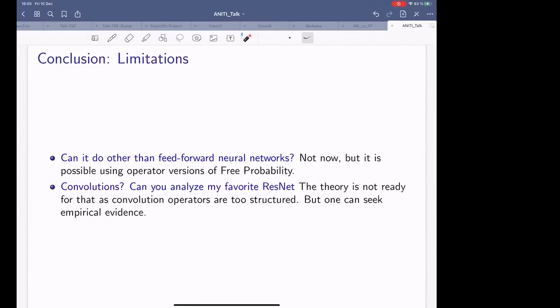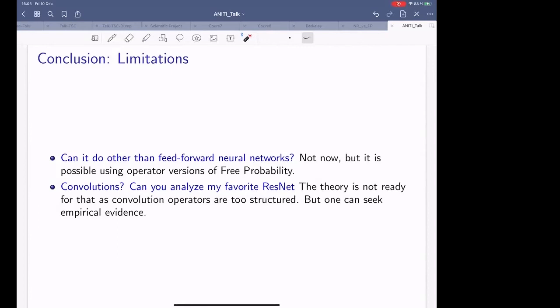Convolutions. Then, because I know that in imaging, people ask me, so can you analyze my favorite ResNet, my favorite ImageNet? So can you analyze this? So unfortunately, the answer at the theoretical level is no. The theory is not ready, because convolution operators are too structured, and this freeness business doesn't work.